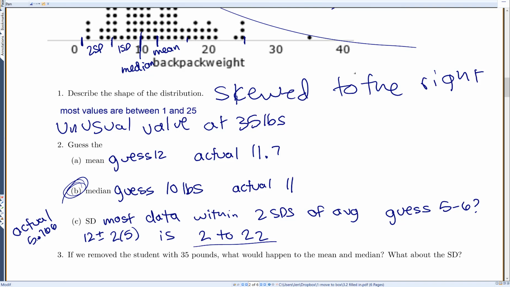Now this next question, if we remove the student with the 35 pounds, so this student up here, if we removed him, what would happen to the mean and median? What about the standard deviation? So this is more just using it logically. So if I took this out, so just imagine covering it up completely, then all of my data would be much more consolidated. I feel like my average would go down because there's not that point pulling it way up. So my average would decrease.